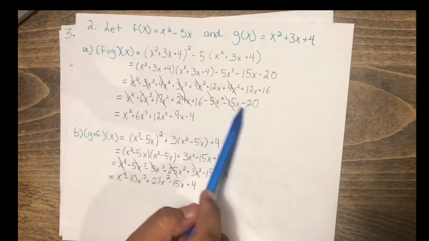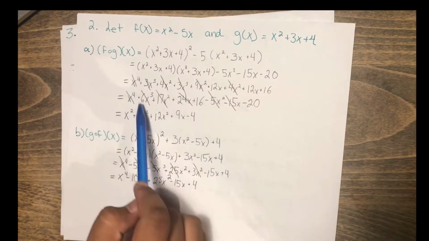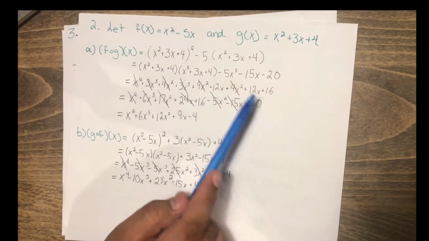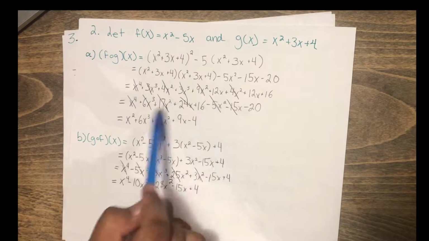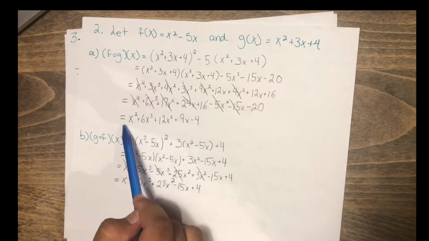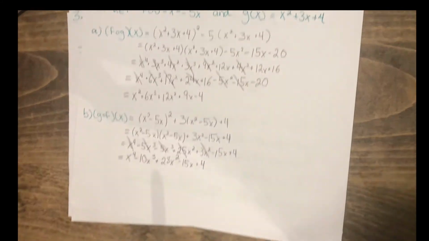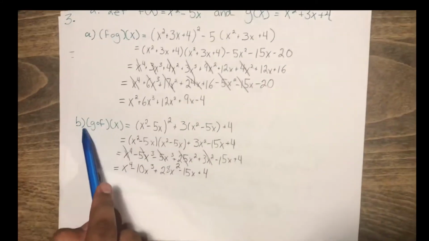Now we drop down the other part of the function and we combine like terms. Of course, that's where we're going to cross off this and that. And after you combine all like terms, the final answer is going to be x to the fourth plus 6x cubed plus 12x squared plus 9x minus 4.